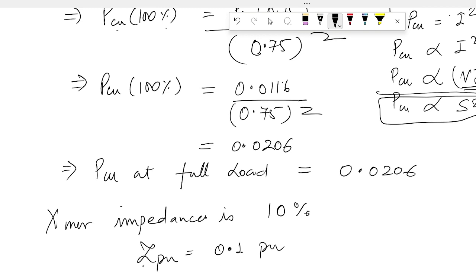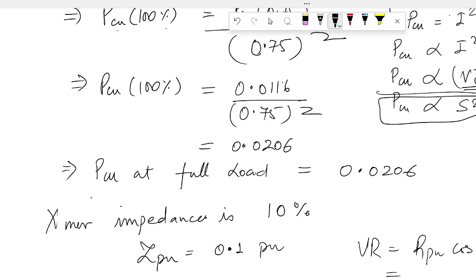Voltage regulation is also a function of your load power factor. You might have known this. Voltage regulation VR is equal to R per unit cos phi plus X per unit sin phi. Yes or no? Yes, sir.